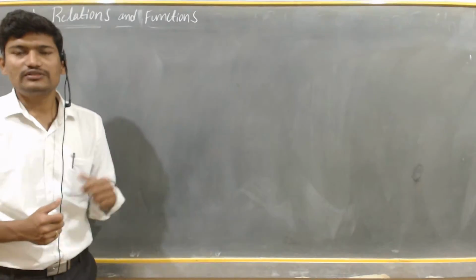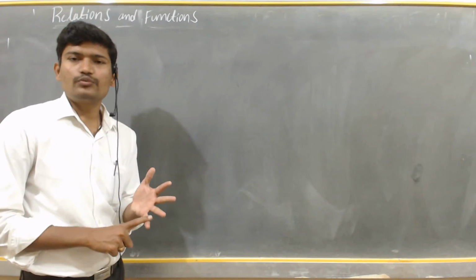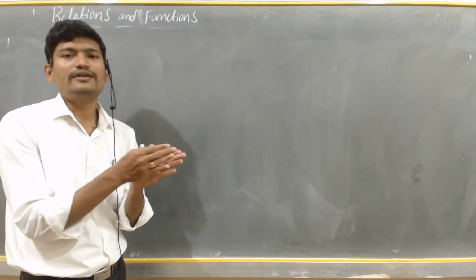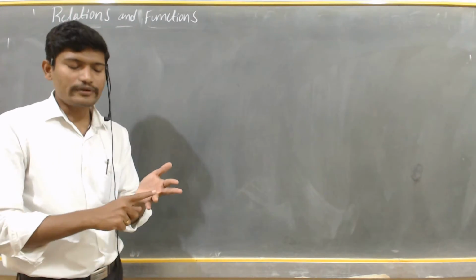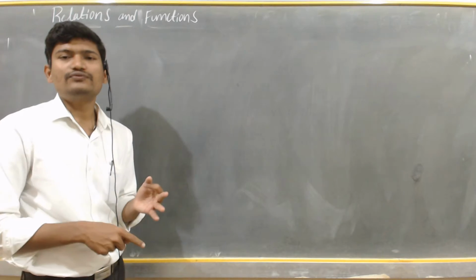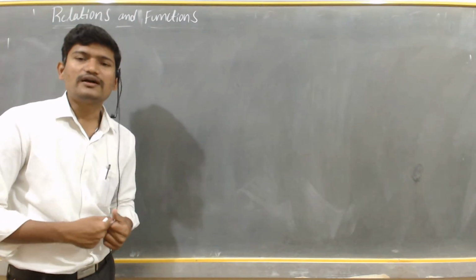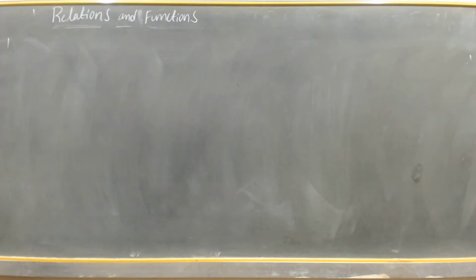The 5 marks will be divided like this: graph 2 marks, domain and range 2 marks, and explanation 1 mark. So totally 5 marks will be divided like this only. Okay. Now we will go to the constant function.